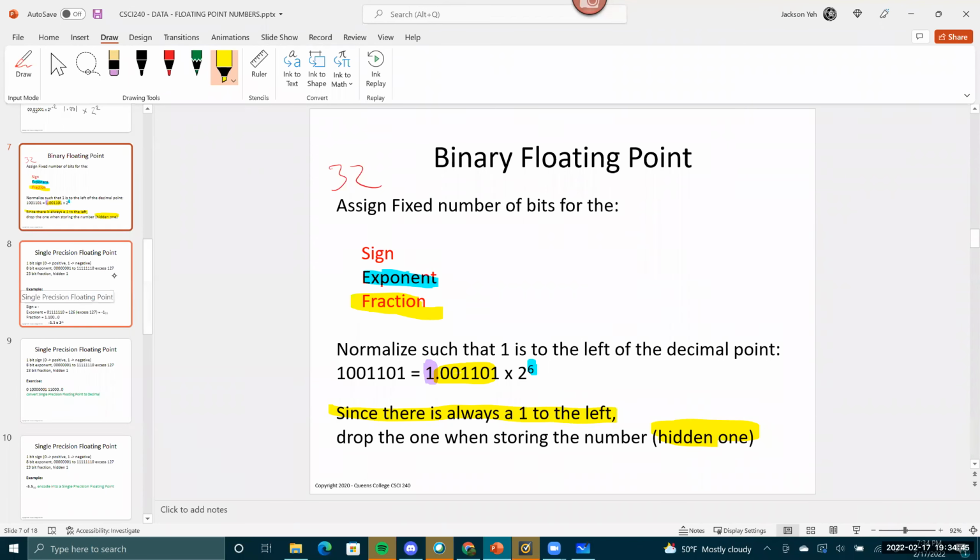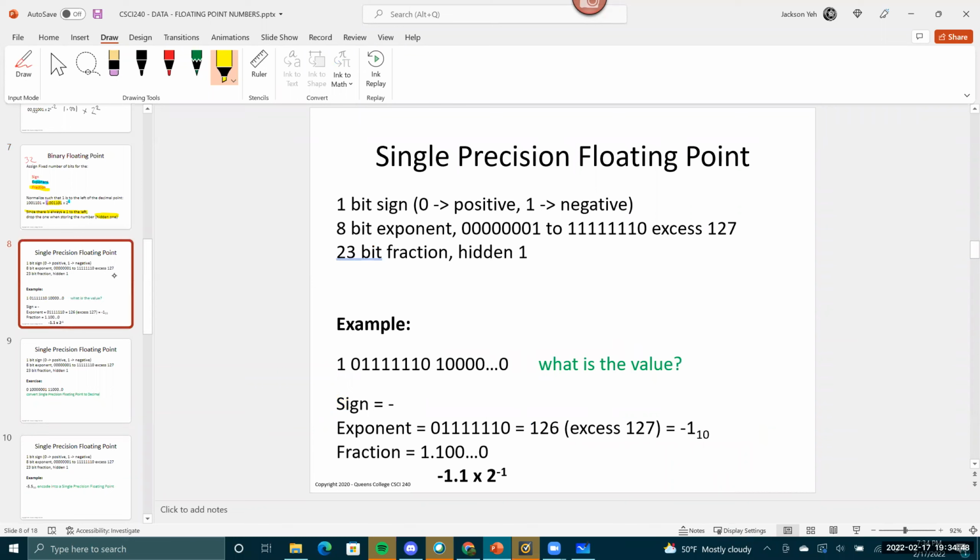All right, so that said, let's take a look at the specs. The first bit of a float is going to be 0 for positive and 1 for negative, just like 2's complement. The exponent is 8 bits. An easy way to remember the range is that the exponent can be everything except all zeros and all ones, because those are going to be the special cases that we're going to cover later tonight.